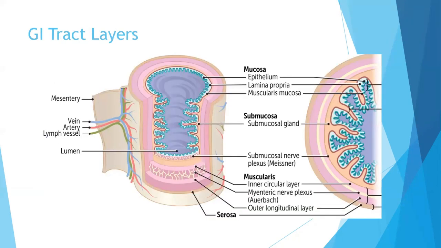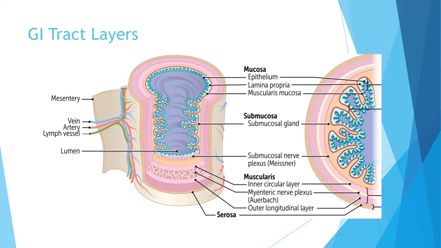So the GI anatomy starts with the GI tract layers. The GI tract layers consist of the mucosa, submucosa, muscularis, and serosa. So, MSMS. In the mucosa, there is the epithelium, lamina propria, and the muscularis mucosa. In the submucosa, there is the submucosal gland and submucosal nerve plexus, that is the Meissner nerve plexus. And the muscularis has a muscular layer and a myenteric nerve plexus, or the Auerbach plexus.